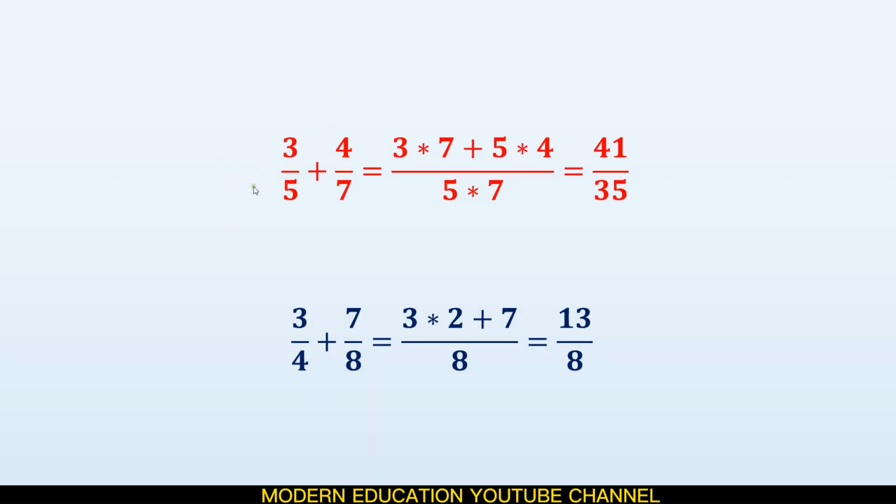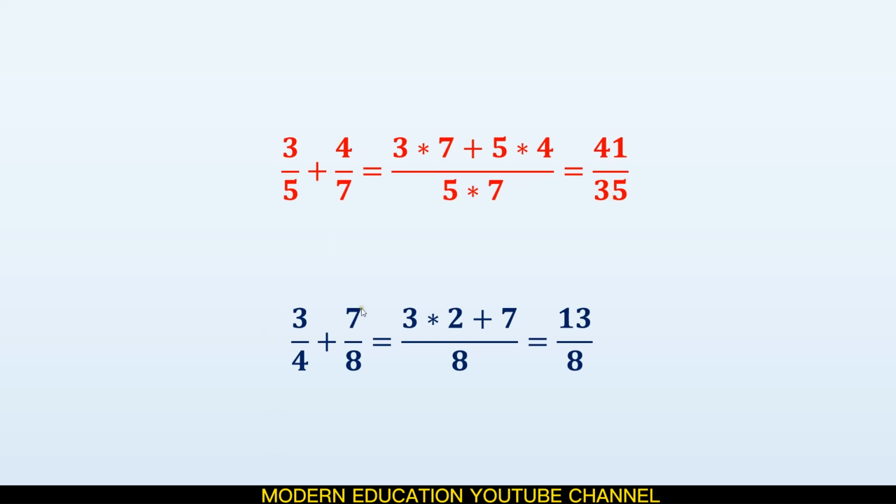In the first case example, the least common multiple is 5 times 7, which is 35. That's why the first fraction should be amplified with 7 and the second one should be amplified with 5, meaning 3 times 7 plus 5 times 4 over 5 times 7, which is 41 over 35.